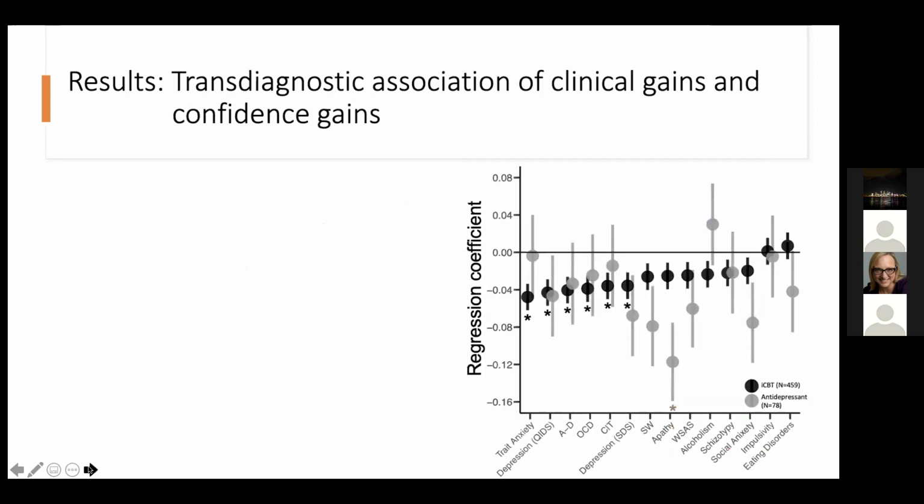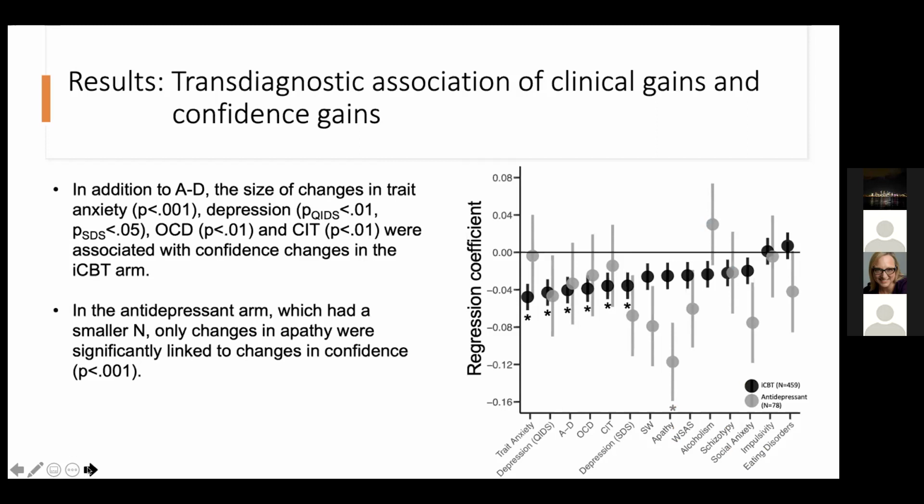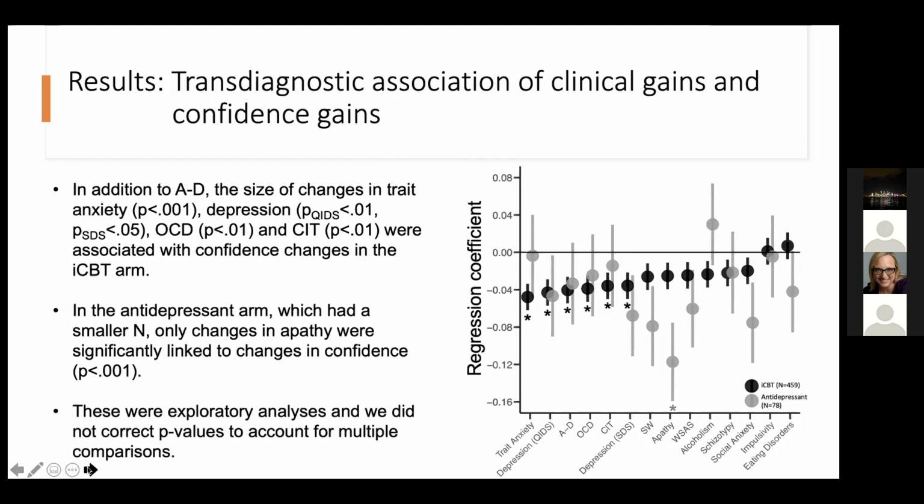And then finally, just as exploratory analyses, we also found that within our iCBT arm, changes in trait anxiety, depression, OCD, and compulsive behavior and intrusive thought were also associated with changes in confidence. Individuals who had the greatest improvements on these scores also had the greatest improvements in confidence. And within our antidepressant arm, we saw people who had the greatest improvements in apathy had the greatest increases in confidence. But again, these analyses were exploratory and p-values were not corrected for.